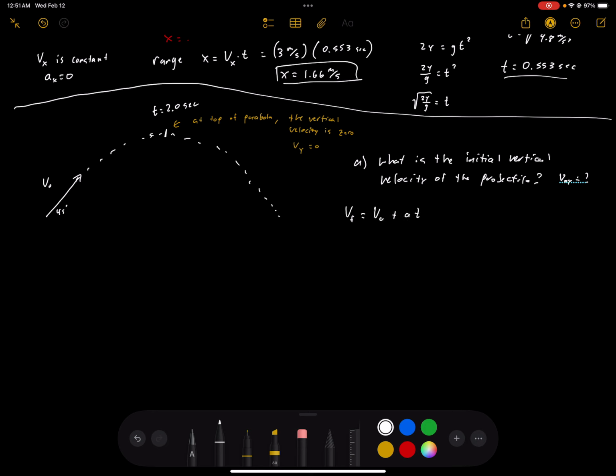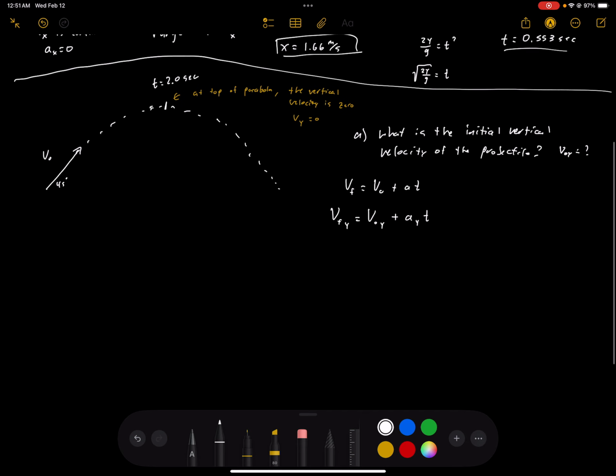This is basically the definition of acceleration, just rearranged to solve for the velocity at some point in time. So let me rewrite this using y, since we're dealing with the y direction: plus the acceleration in the y direction times t. Now let's plug in some values. The vertical velocity at the very top is going to be 0 meters per second. That equals the initial vertical velocity, which we don't know.